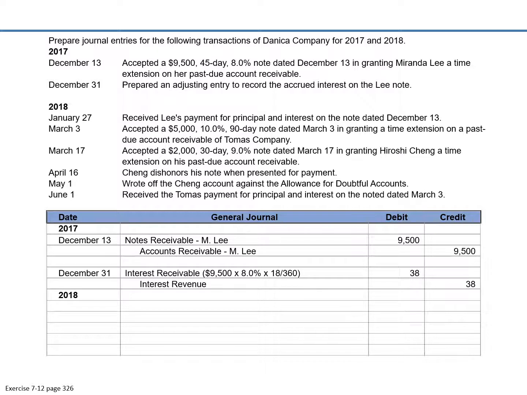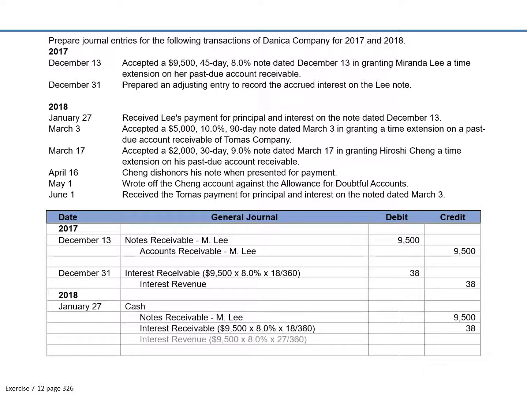Then in 2018, we received Lee's payment for principal and interest on the note dated December 13th. So on January 27th, we're going to receive cash for the total principal and interest. Our note receivable is going to go away. In order to do that, we need a credit of $9,500. Our interest receivable for the 18 days is also going to go away, so we're going to credit that. And then we have our interest revenue for the remaining 27 days that we had computed a couple slides ago of $57. So the total cash that we're going to receive is $9,595. Okay.